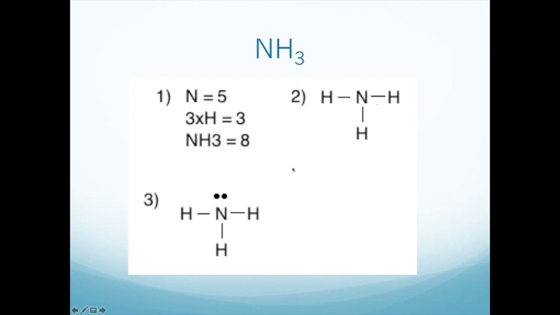Now, if you were to count up the number of electrons represented by those bonds, it is 6. So we are missing 2 electrons from this structure, which means that we place the remaining 2 electrons on nitrogen, which adds up to a total of 8. So there are 3 hydrogens and 1 lone pair on the ammonia molecule.